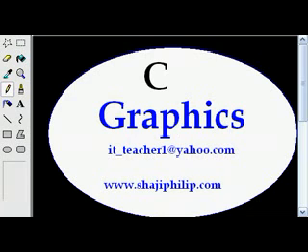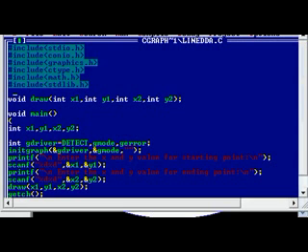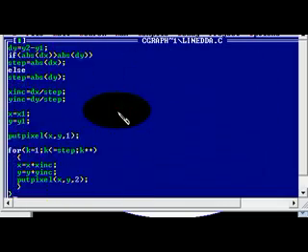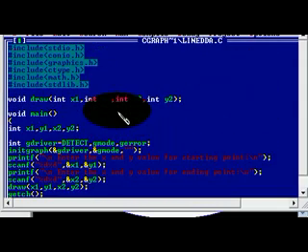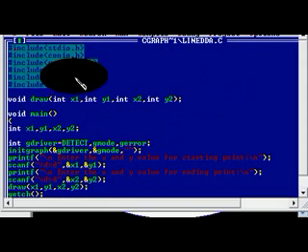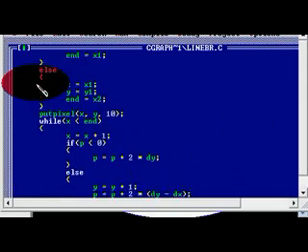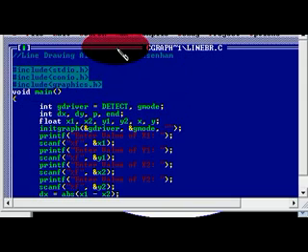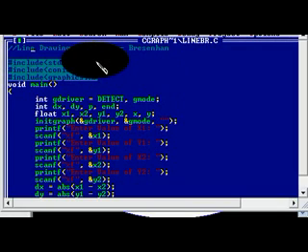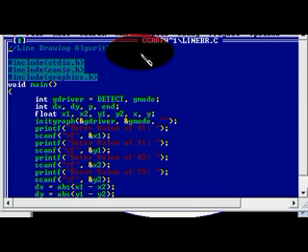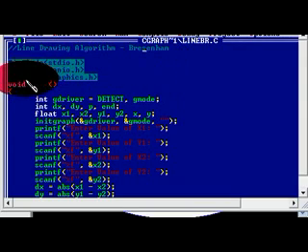I am Shaji. In the last video, we have seen how to draw a line using the digital differential algorithm or DDA algorithm. We have used a separate function for drawing the line. And in this video, we are going to see another algorithm for drawing the line. That algorithm is called Bresenham's algorithm. So this is another technique to draw a line. This algorithm is developed and known in the name of Bresenham, or it is called Bresenham's algorithm.